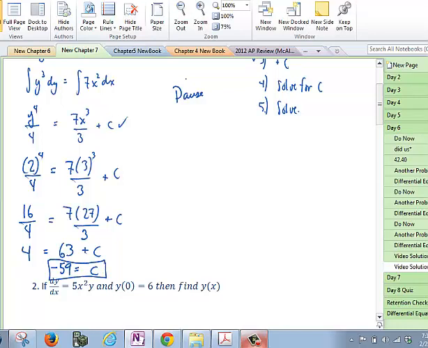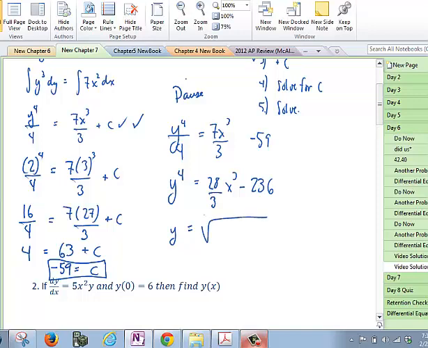And now I'm going to use that constant to solve for the final equation. So I go back to y to the 4th over 4 equals 7x cubed over 3 plus the constant I just found, which was negative 59. And I'm going to solve for y. So y to the 4th equals 28 over 3 x cubed minus 4 times 59, which is 4 less than 240. So this would be negative 236. And now y would equal the 4th root of that term.